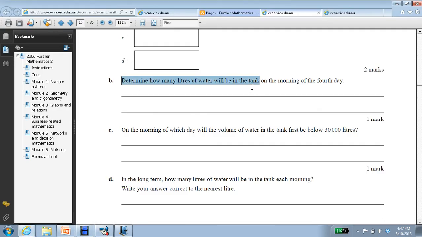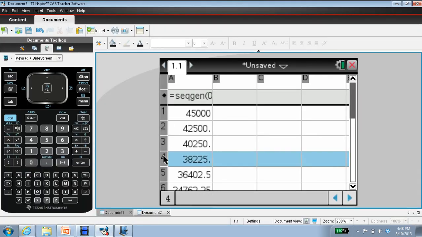Determine how many litres of water will be in the tank on the morning of the 4th day. Okay, on the morning of the 4th day means V4, the 4th term. So we just go to our 4th term. There it is, 38225. It's as simple as that. Read it straight off the calculator.